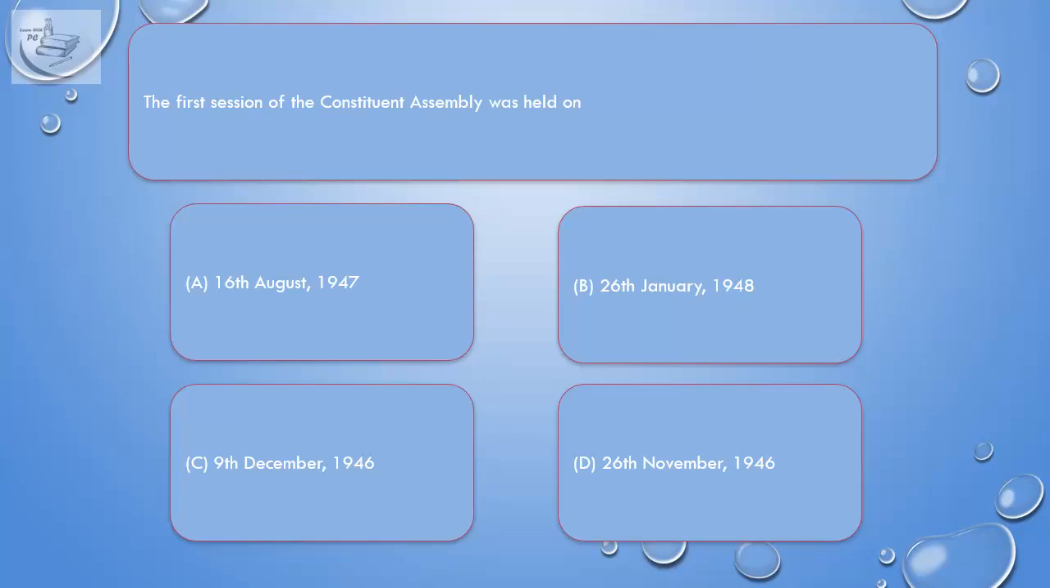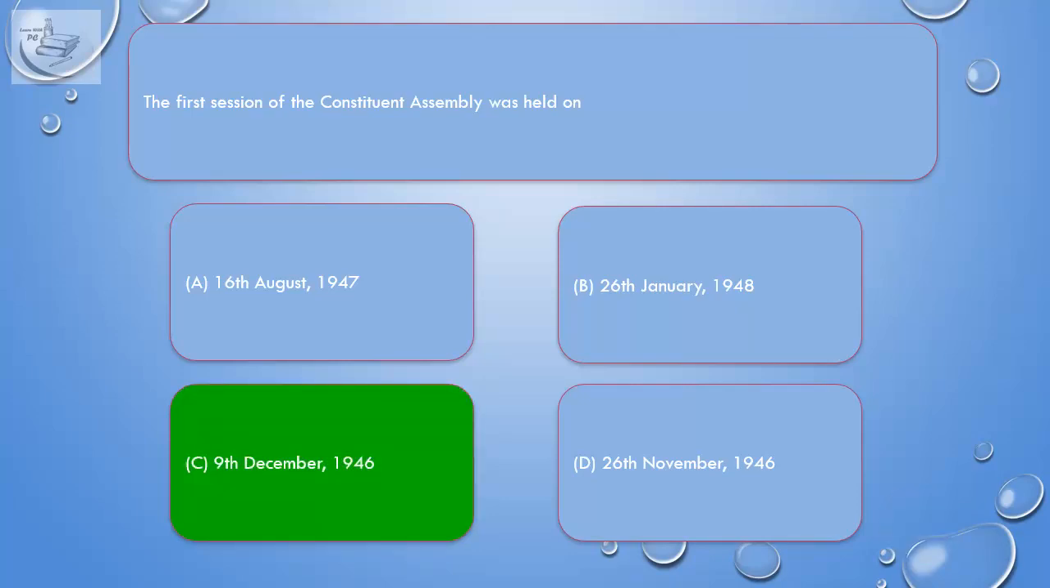Question: The first session of the Constituent Assembly was held on A. the 16th of August 1947, B. 26th January 1948, C. 9th December 1946, D. 26th November 1946. Correct answer is C. the 9th of December 1946.